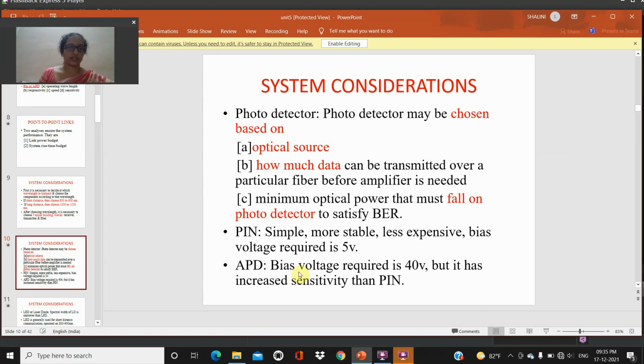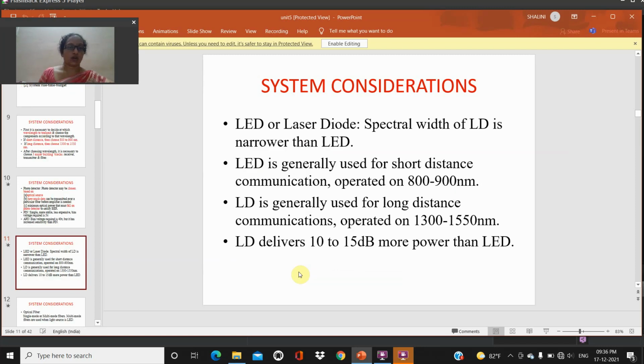PIN is simple, more stable, and less expensive. The bias voltage required is 5 volts. Then avalanche photo detectors, APD: the bias voltage required is 40 volts, but it has increased sensitivity compared to PIN. Okay, then what about LED or laser diodes?